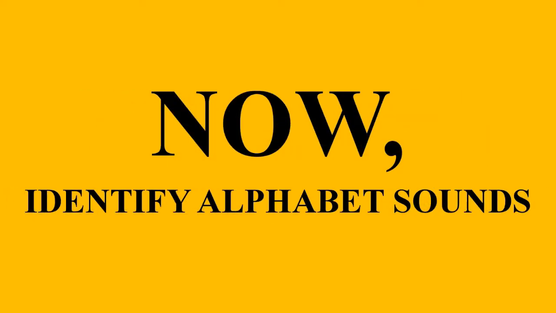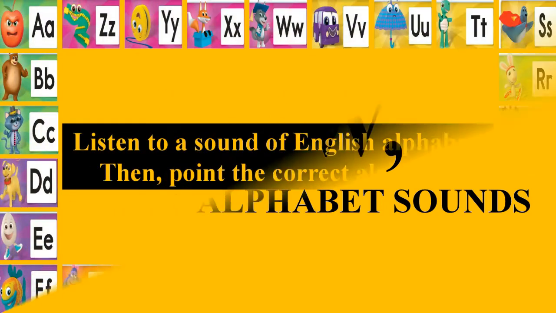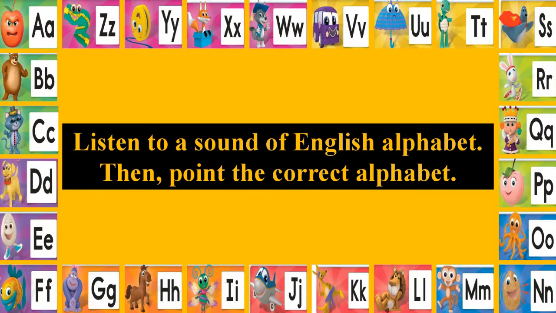Now, identify English alphabet sounds. You must listen to the instruction very carefully before you begin. Instruction. Listen to a sound of English alphabet. Then, point the correct alphabet corresponding to the sound you have heard. You must start to listen now.